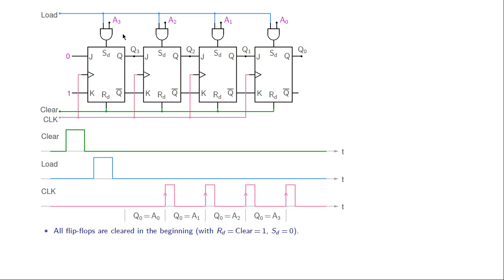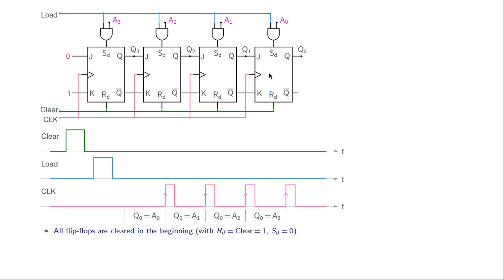Now consider A3 to be 1. In that case, SD will be 1 and RD is 0. So therefore, the flip-flop output Q3 will get set to 1. In other words, if A3 is 0, then Q3 would be 0 at this time, and if A3 was 1, then Q3 would be 1. So this bit here is simply getting loaded into this flip-flop, and similarly A2 will get loaded here, etc. So this entire binary number has now got loaded into this shift register.